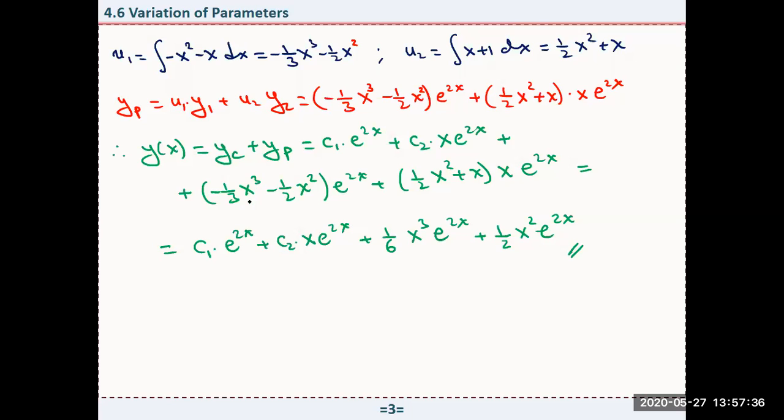and minus 1 over 3 x cubed plus 1 over 2 x cubed is equal to 1 over 6 x cubed. And then we have negative half x squared, and x times x squared, and their sum equals half x squared. And that's just the same thing. So this one is the complementary solution of the given differential equation, and this one is the particular solution of the given differential equation.